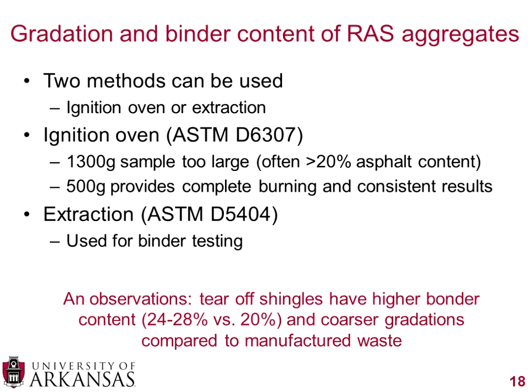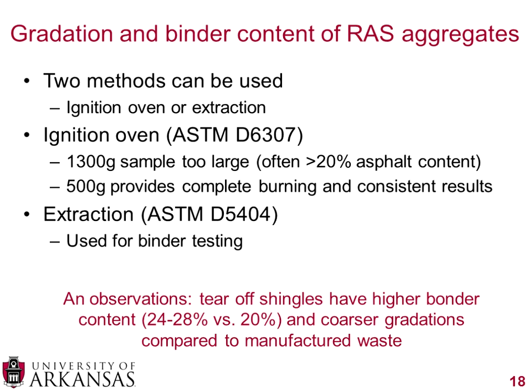So Texas recommended using 500 gram samples. They found that with the 500 gram samples you had a complete burning of all the asphalt cement off the RAS material, but you were still able to get consistent results. That's probably partially because you're using that finer material, so you don't need quite as large a sample size with a finer gradation. For the extraction method, ASTM D5404, I did not find any guidance on sample size. I would assume, though, similar to the ignition oven, the larger the sample size, the more work it is to extract and then recover that binder, just because you're dealing with such a high concentration of asphalt cement.